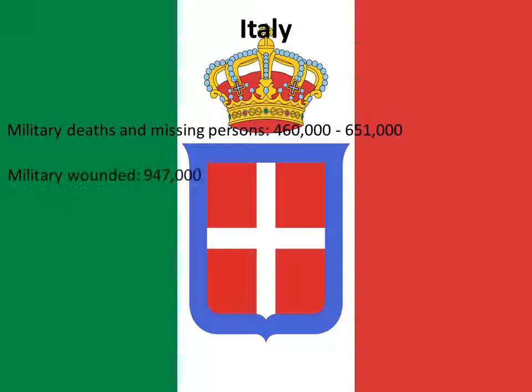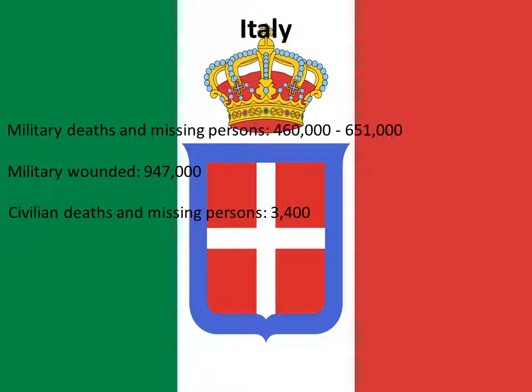Italy. Military deaths and missing persons are numbered at 460,000 to 651,000. Military wounded 947,000. Civilian deaths and missing persons are numbered at 3,400.